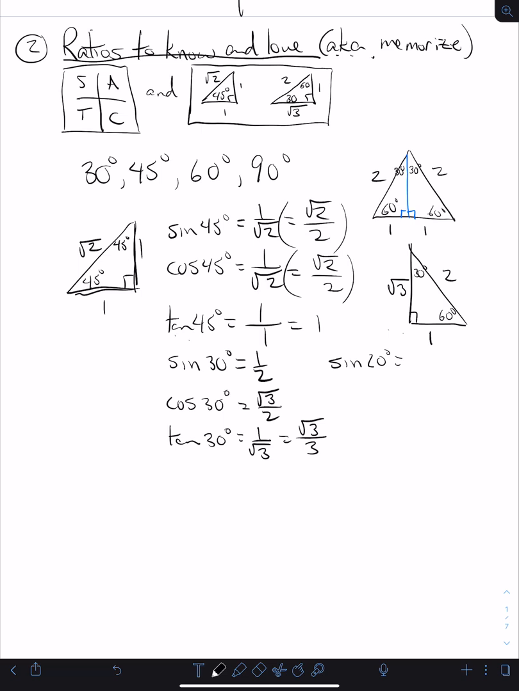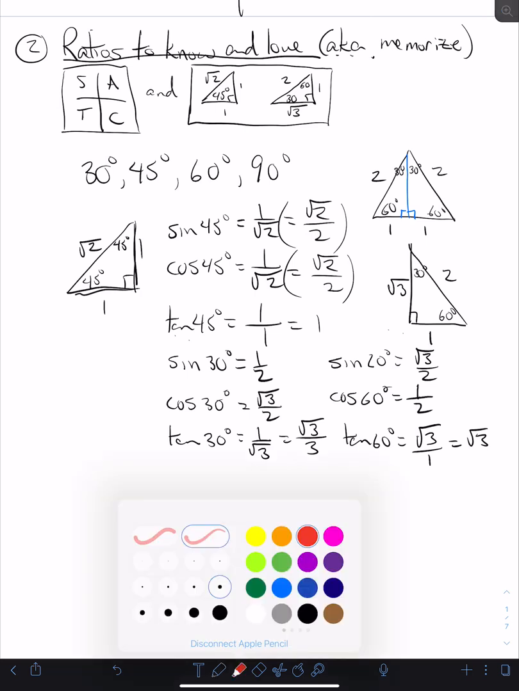The sine of 60 degrees will be what? Opposite over hypotenuse. In this case, square root 3 over 2. The cosine of 60 degrees will be adjacent over hypotenuse. And then the tangent of 60 degrees will be opposite over adjacent. Ta-da. See, I can just do them. What I'm doing is I didn't memorize these really, although I've done them quite a bit. I've just been looking at my triangle.